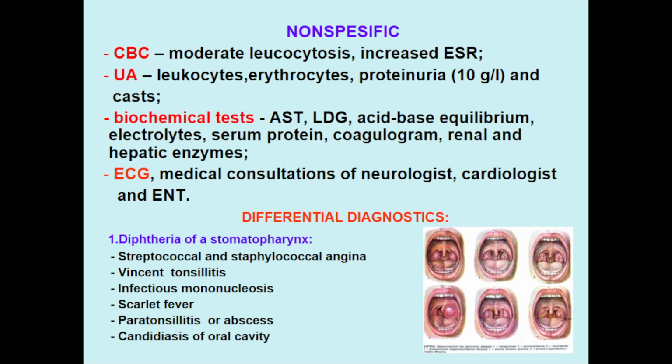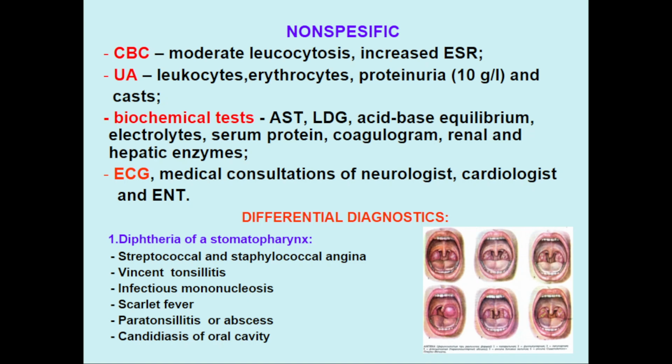Biochemical test: AST, in the first place, for damage of the heart. LDH, acid-base equilibrium. Electrolytes, serum protein, coagulogram, renal and hepatic enzymes also should be tested. Electrocardiogram, and medical consultation of a neurologist and cardiologist should be provided.